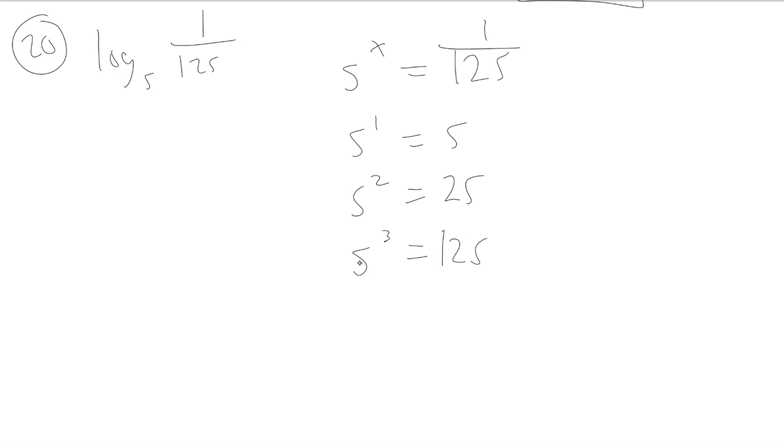Okay, so if it was 5 to the third, I'd get 125. So how can I make that 1 over 125 instead? 5 to the negative 3. Right, to the negative 3. So that is one approach that you could do.